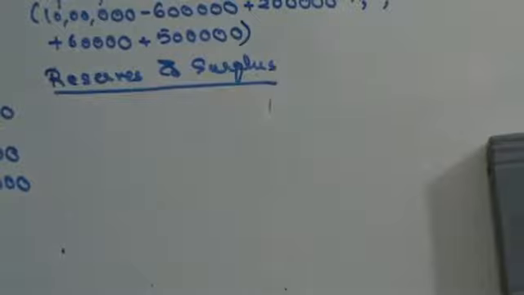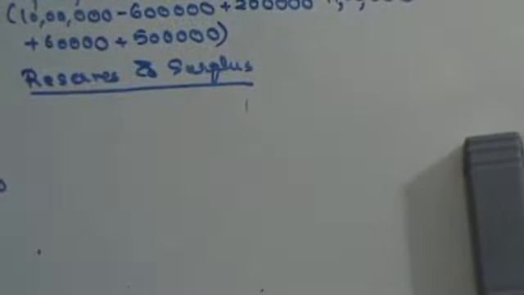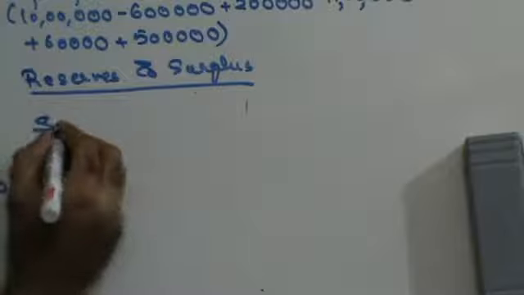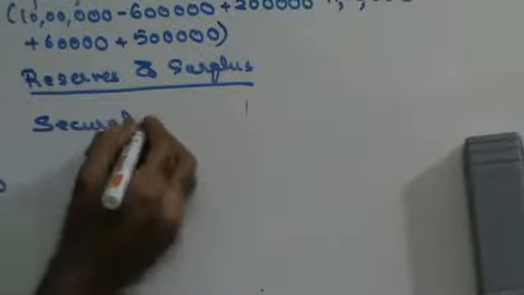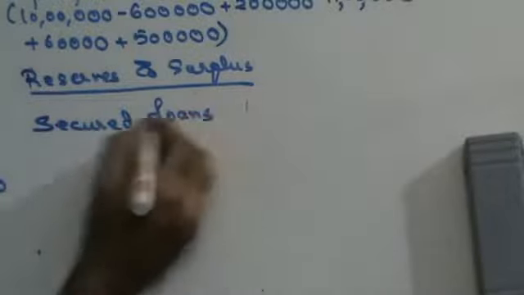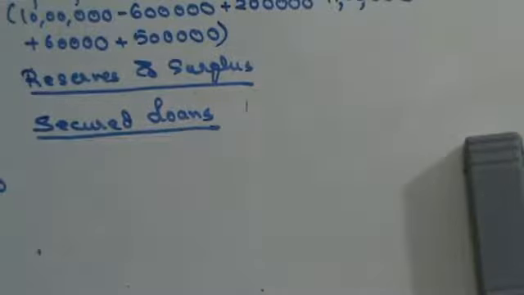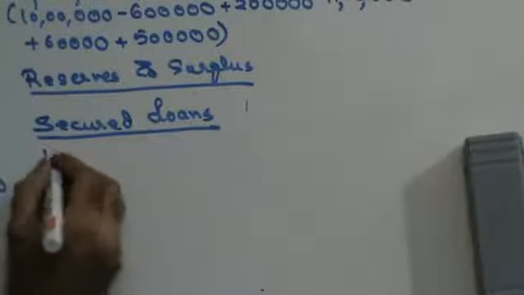Reserves and surplus. In that, you don't have any reserves here, and you have utilized all the reserves. There are no reserves in the balance sheet. Okay. Then you have secured loans. In secured loans, you are going to have debentures. So you have 10% debentures.